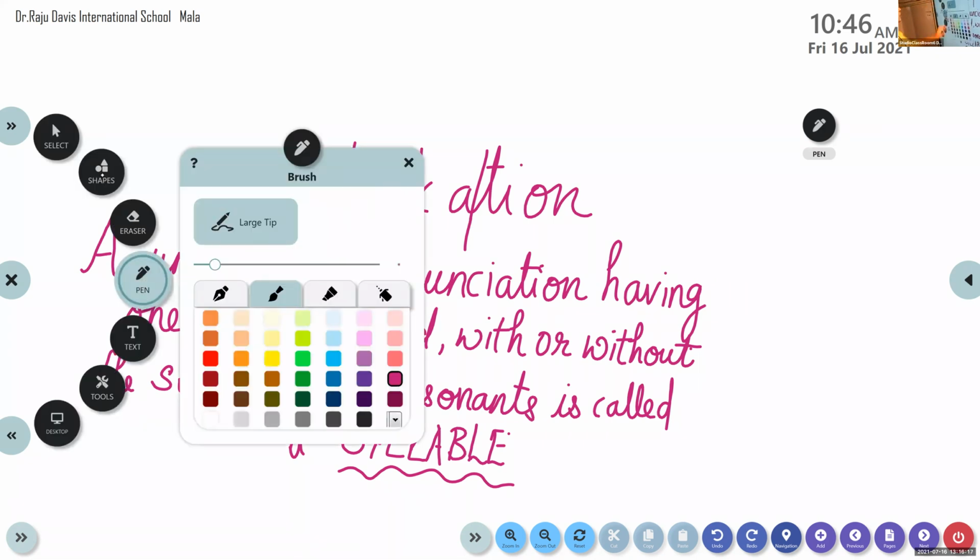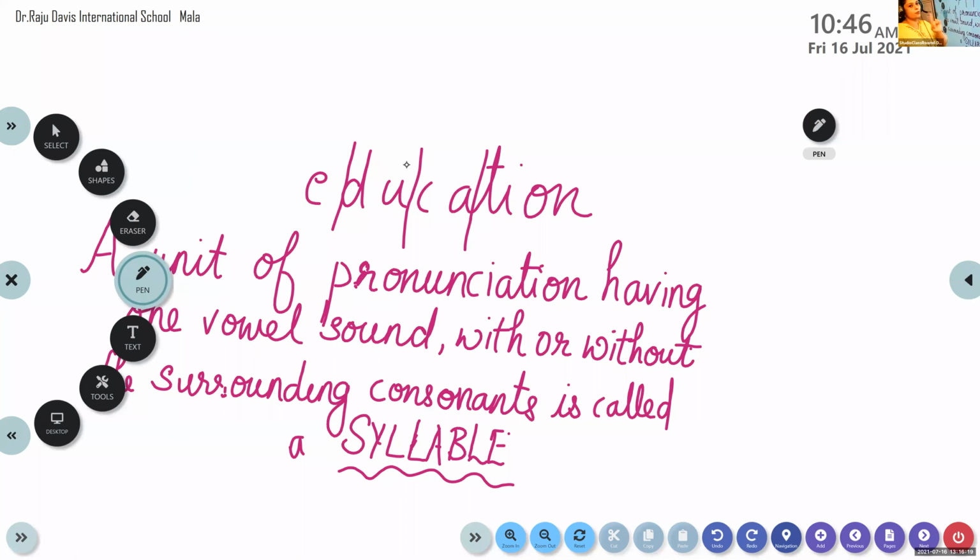Look at the first syllable. It has got a pure vowel sound. There is no supporting consonant letter or sound here. Here we have the surrounding consonants D and Shin. So if you observe each syllable, you will understand that each syllable comprises a vowel sound, and it may or may not have a consonant sound. So I hope the syllable is clear to you, right?